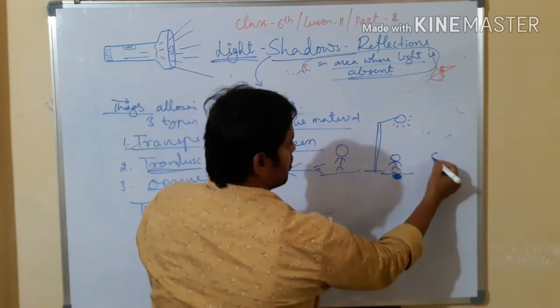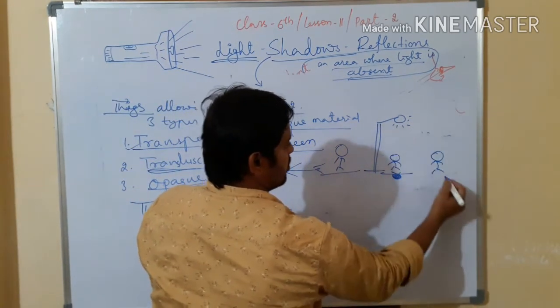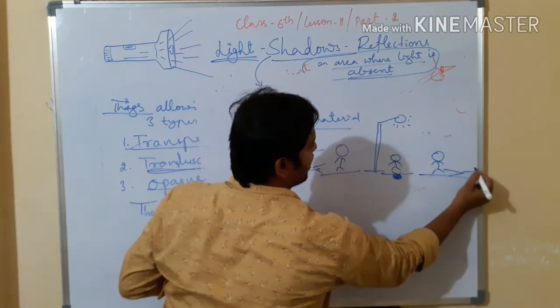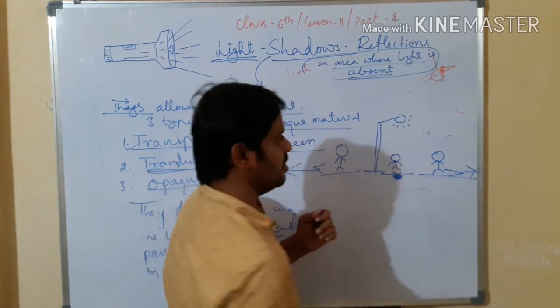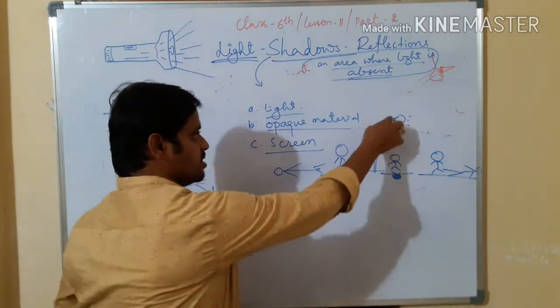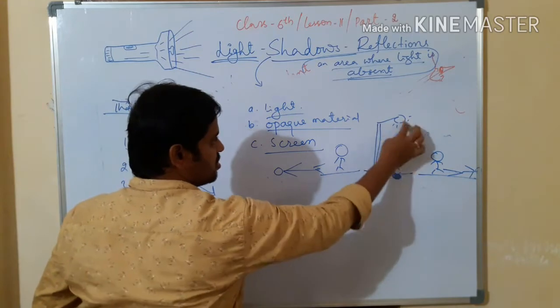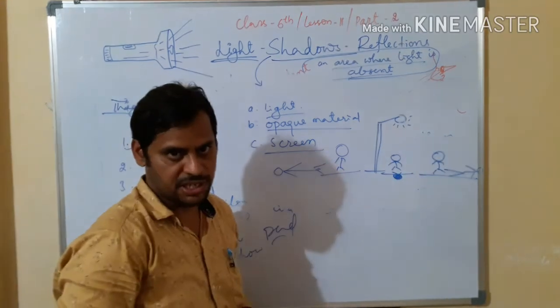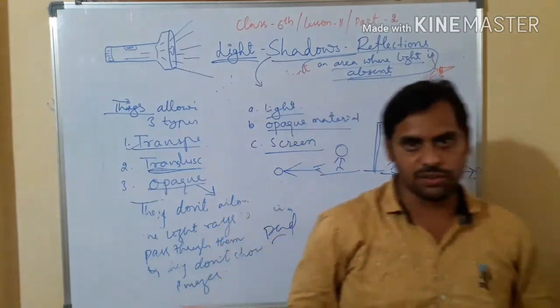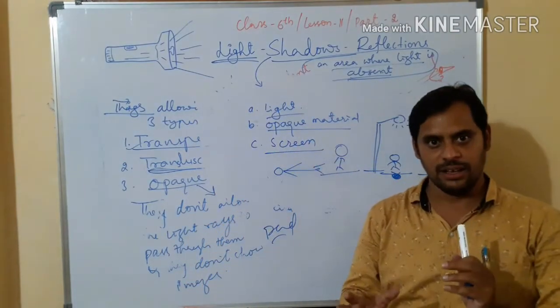And when you cross the street light, then your shadow will appear like this, right? So why is the length of the shadow changing? Because of the distance between the light source and the opaque object. So depending upon the light source and the opaque object, the shadow changes its angle.